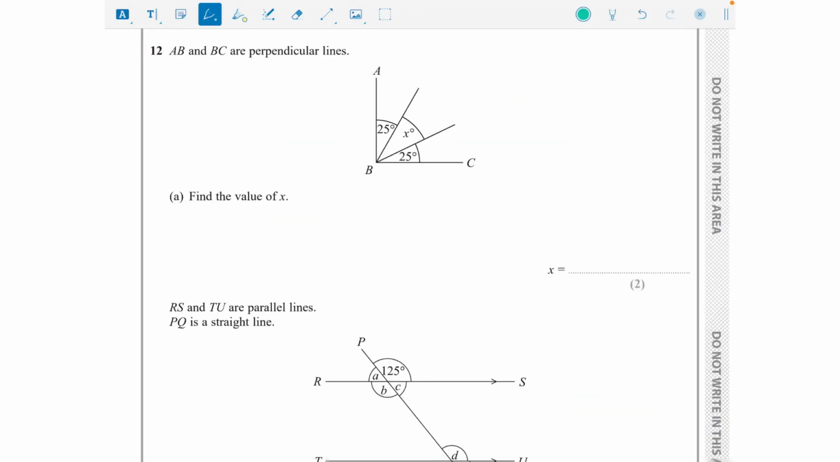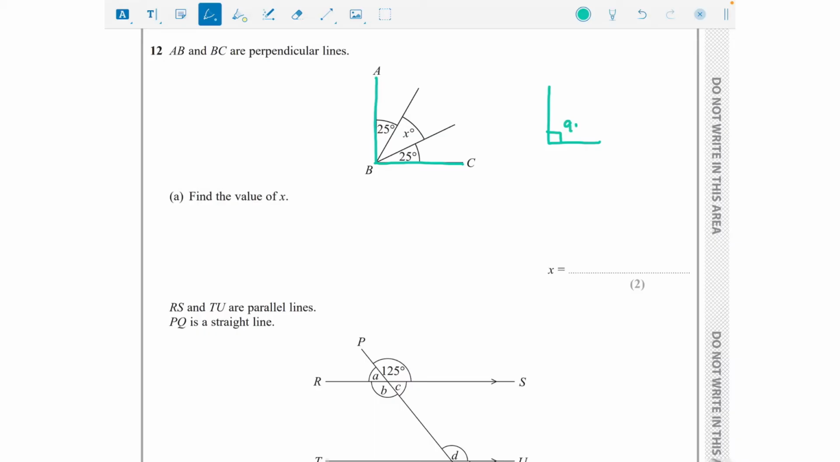AB and BC are perpendicular lines. Find the value of x. So AB is just the line that goes from A to B. It's just how we say a line, and BC is just the line that goes from B to C, and they're saying they're perpendicular. Now if 2 lines are perpendicular, it means there is 90 degrees between them.